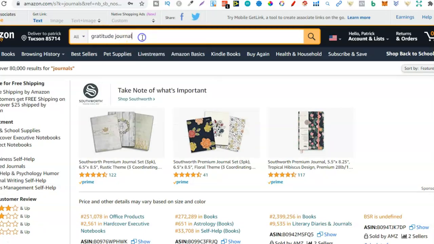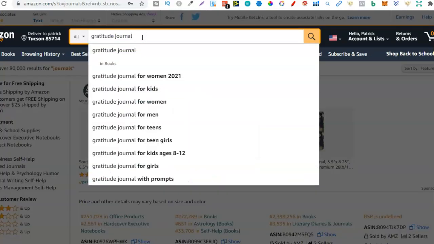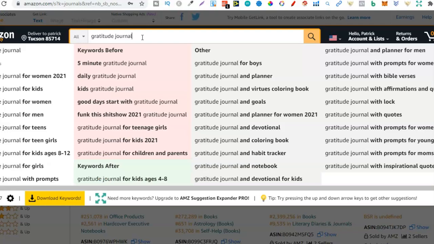Gratitude journal. Now, if we take a look at the keywords, there's going to be so many different types. So right off the bat, we can see, look at all of this. So we have gratitude journal. You wouldn't target that because that would be a lot of competition. But once you start looking at these keywords, breaking them down, trying to find profitable ones, you find them everywhere. So let's take a look. Gratitude journal for women 2021. Kids, women again, men, teen girls, for kids ages 8 to 12. So that's what I mean when you can always break down quite a few of these books into age ranges. Even look at this one, gratitude journal for kids ages 4 to 8.